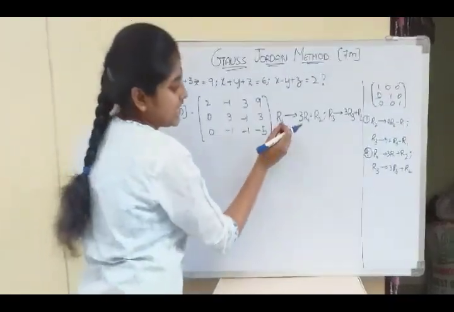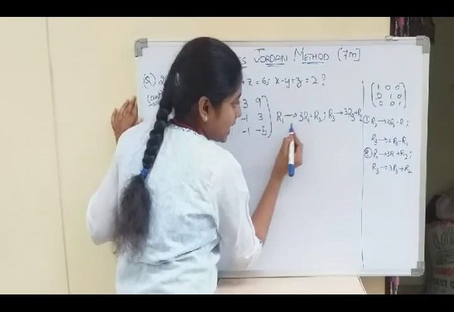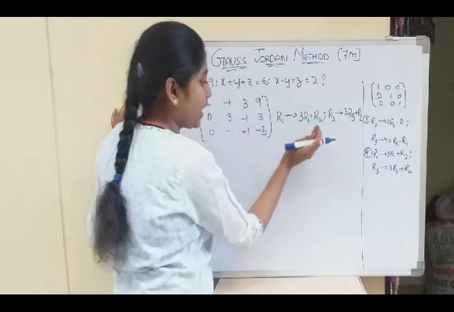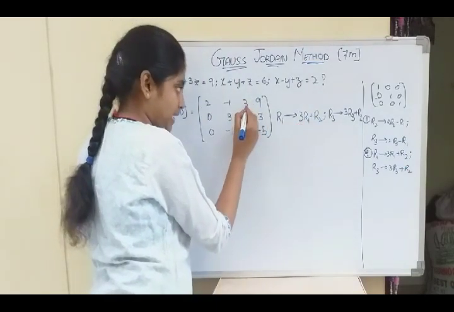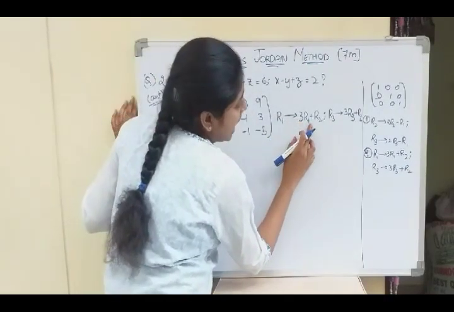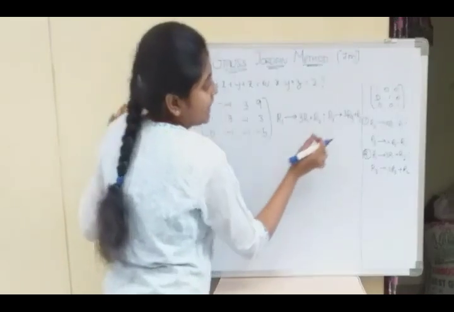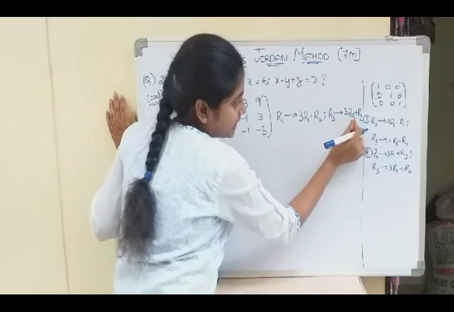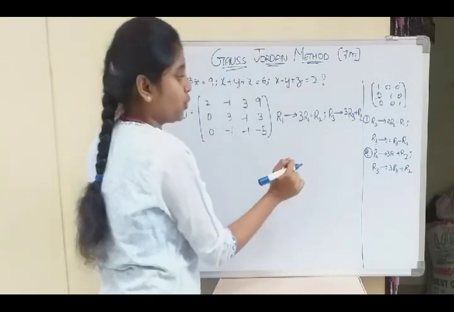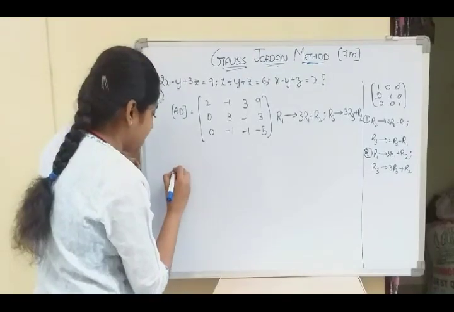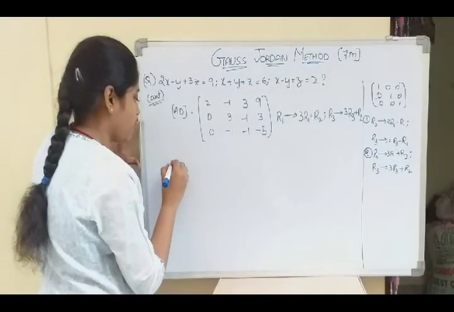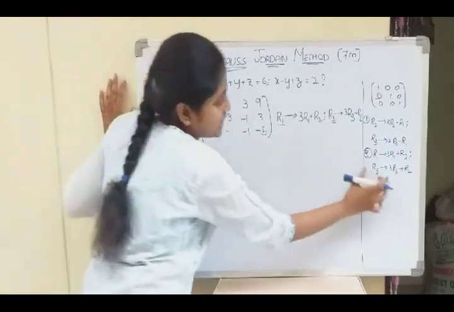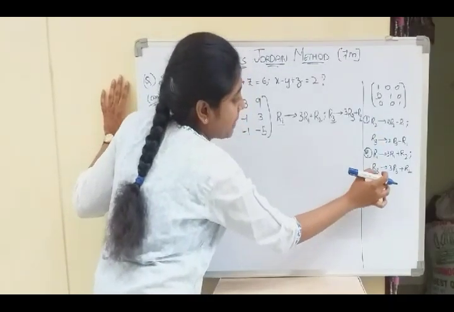We will do that. The second step will be row 1 gives rise to 3 into row 1 plus row 2. Row 1 should be multiplied with 3 and we need to add row 2 to it. Similarly, row 3 should be multiplied with 3 and added with row 2. So we will write it here: AD is equal to, now we have two rows, that is row 1 and row 3. Okay, I have written the second step. The first step was this and the second step I have written here.